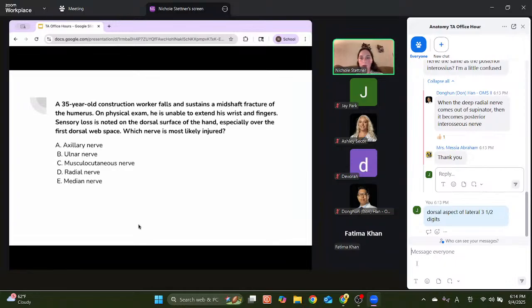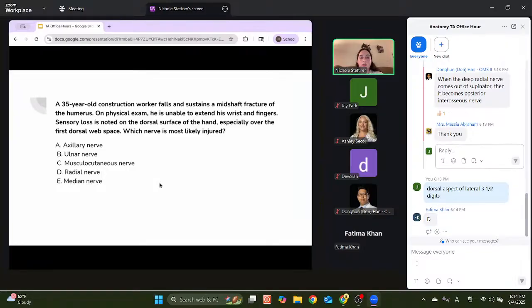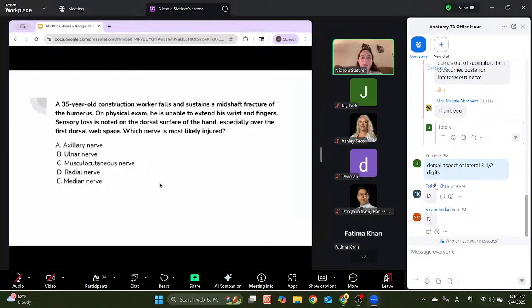Okay, so here's a problem, everyone. A 35-year-old construction worker falls and sustains a mid-shaft fracture of the humerus. On exam, he's unable to extend his finger and wrist, and sensory loss is noted on the dorsal surface of the hand, especially over the first dorsal web space. Which nerve is injured?